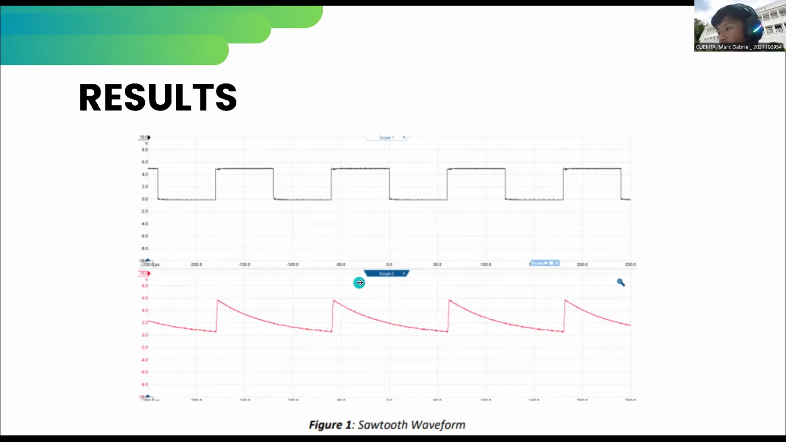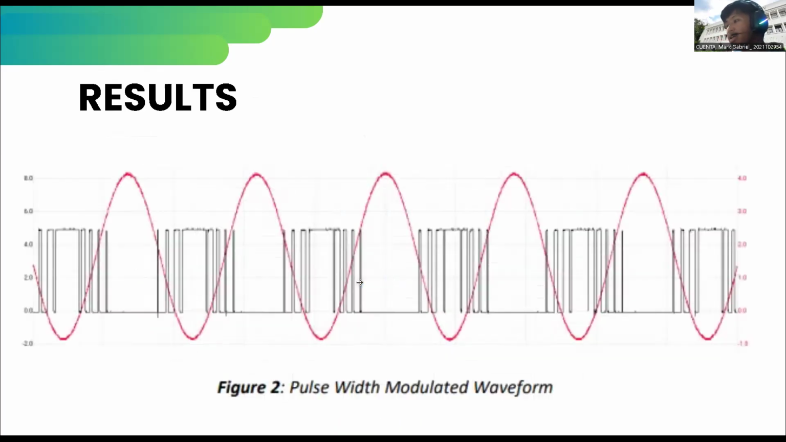Moving on to the next one, the sawtooth waveform and the message signal are fed into the comparator. This process modulates the message by generating a pulse train which changes in proportion to the message amplitude. As shown in figure 2, the output waveform varies in pulse width according to the high and low voltage levels of the input signal.